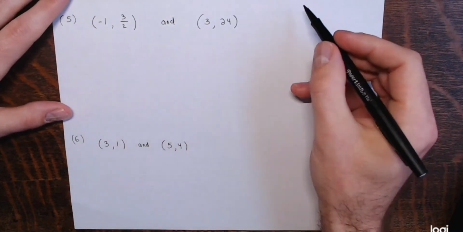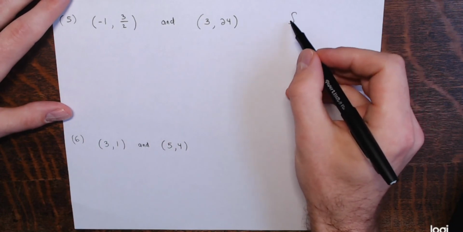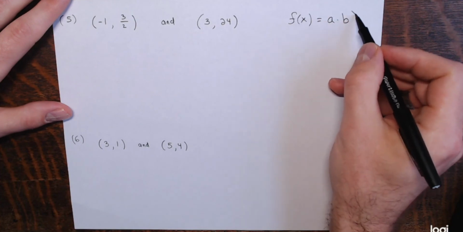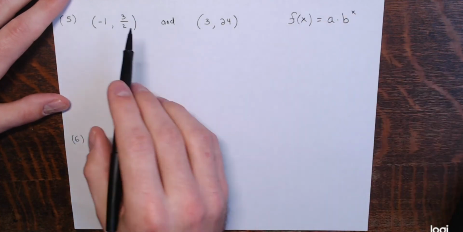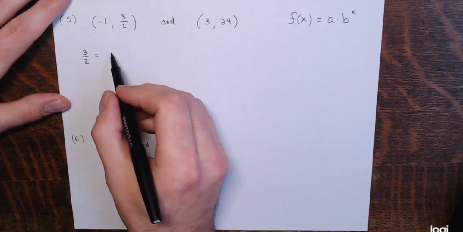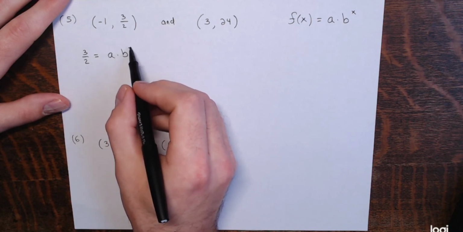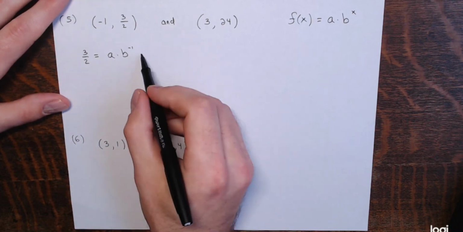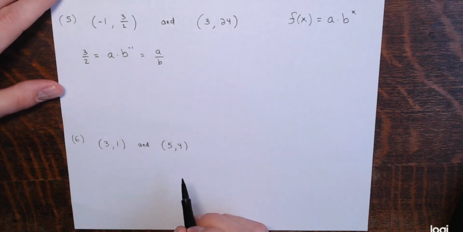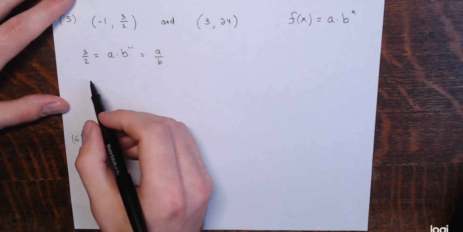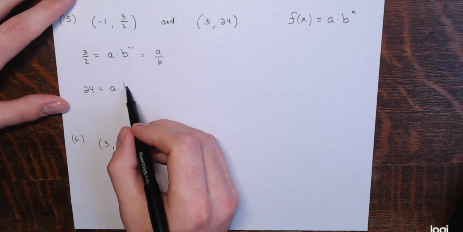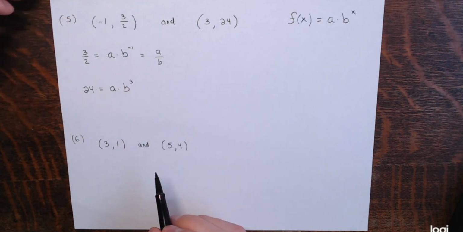Alright, so once again, we're doing f of x equals a times b to the x power. Here we're told that 3 halves is the output when -1 is the input. So a times b to the -1, or a divided by b if you want to write that. Same thing, right? Because remember, b to the negative first is just 1 over b. And then 24 is the output when 3 is the input. So 24 equals a times b cubed.